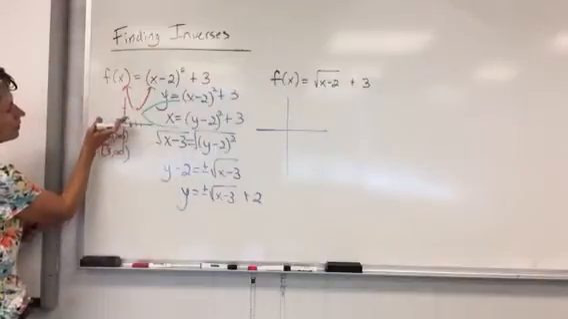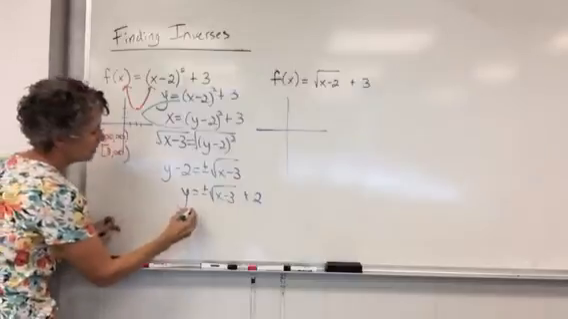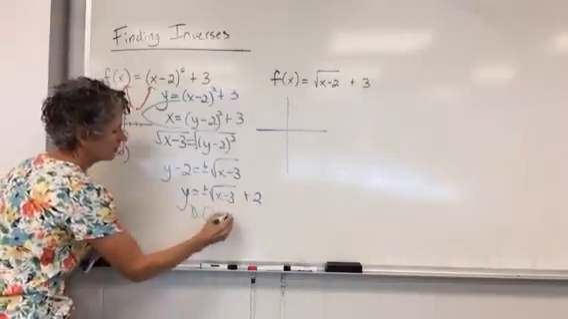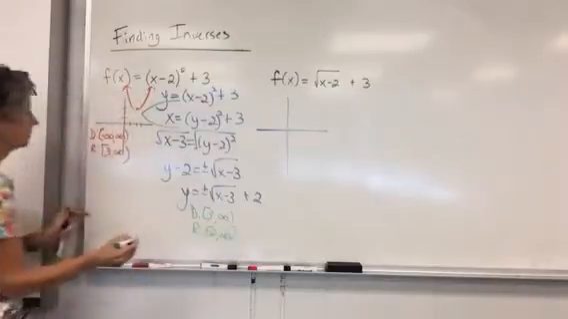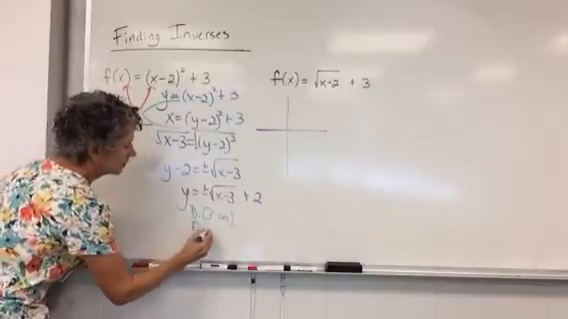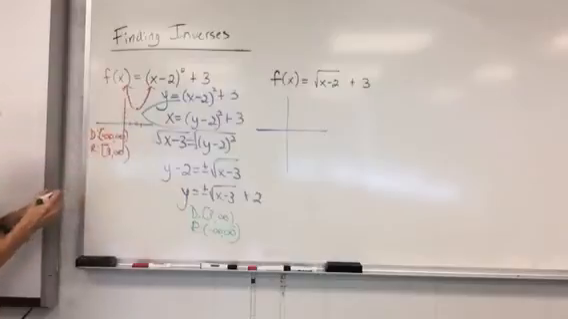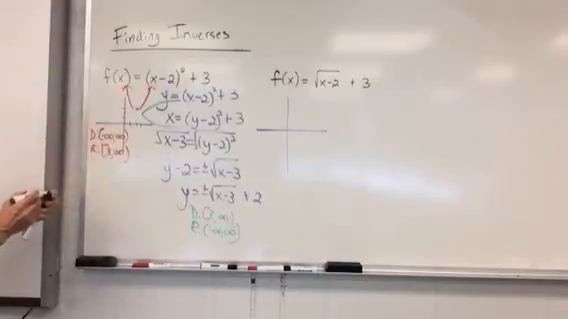Remember, inverses are reflections of each other over the line y equals x. The domain of this one would be the range of the original, and the range is the domain of the original. And you can see again that it's not a parabola. It's not a function. You can touch it twice with a vertical line.